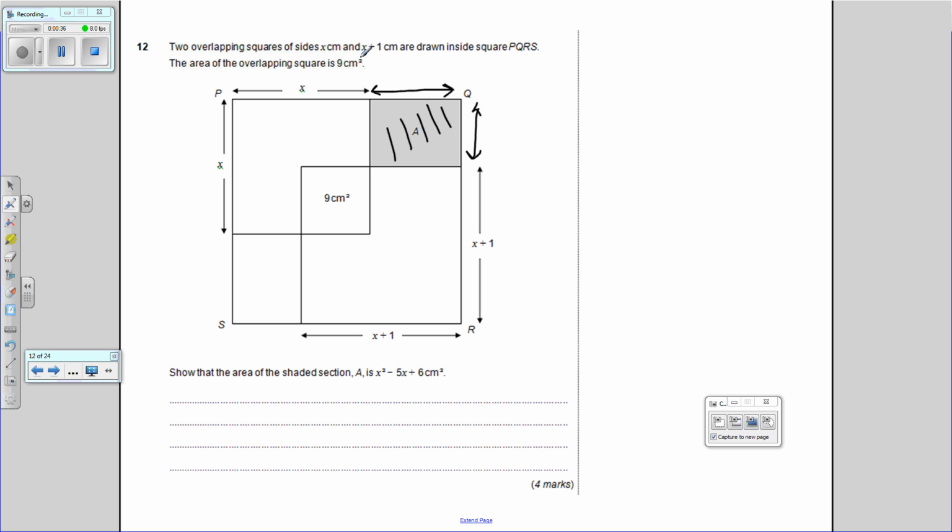Read the question properly. They are all squares. All these shapes are squares. Two overlapping squares of sides x and x plus 1. So I know that this thing here is a square. We know that the x plus 1 is a square. We know that the big thing is a square because it says here. And we also know, which is the most important bit, it says the area of the overlapping square is 9.